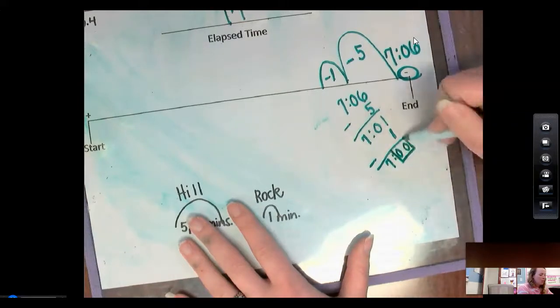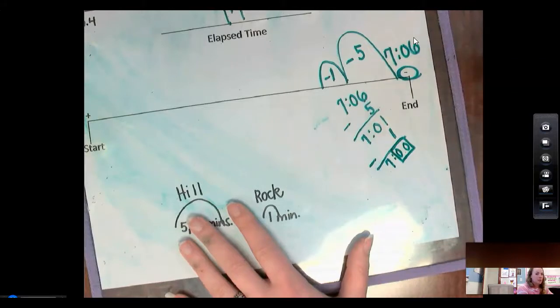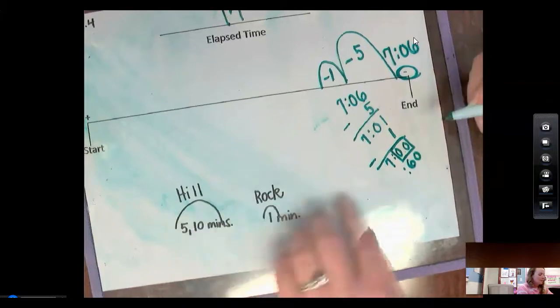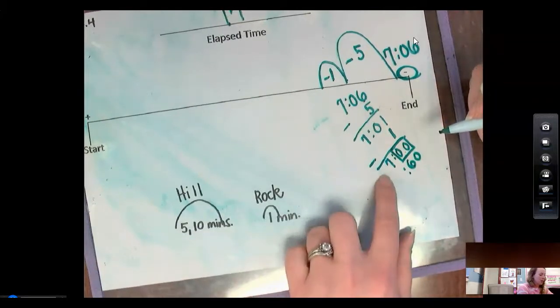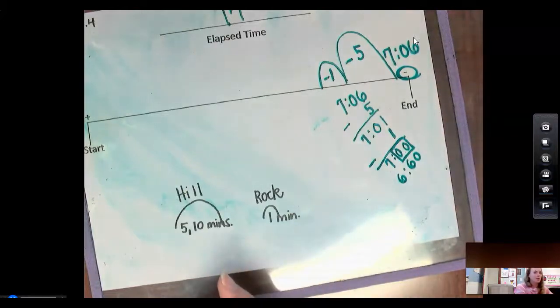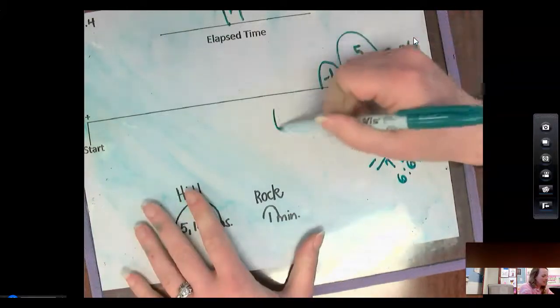Now, what do we do when we get to double zeros? At double zeros, that becomes 60. And because I'm minusing, that becomes a smaller hour. So it's going to become 6. So right now, 7 o'clock is actually the same as 6:60.